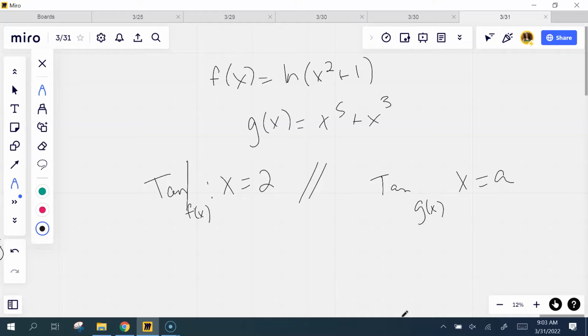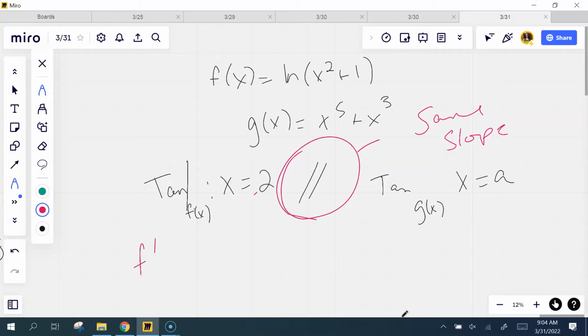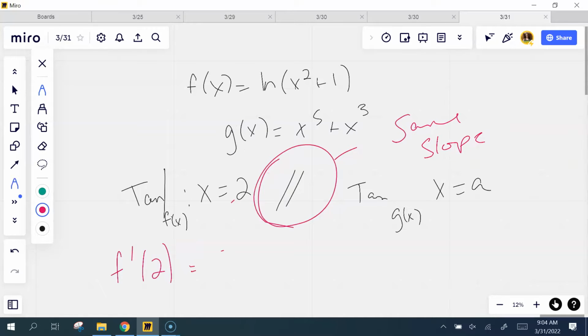So let's talk about what we know. Because it's parallel lines, the tangent line of f at x equals 2 is parallel to the tangent line of g. All that's telling me is they have the same slope. Slope is the first derivative, yes? So I need the derivative of f at 2. Again, this is a calculator question. I did it by hand stupidly, but you don't have to. It's 4/5.